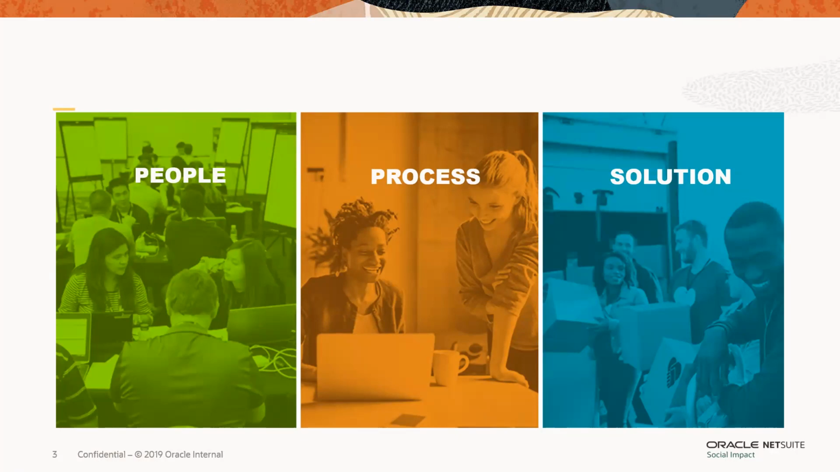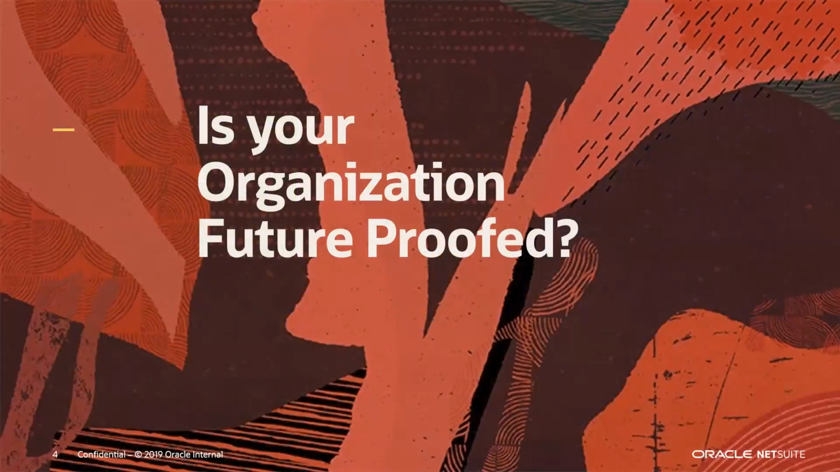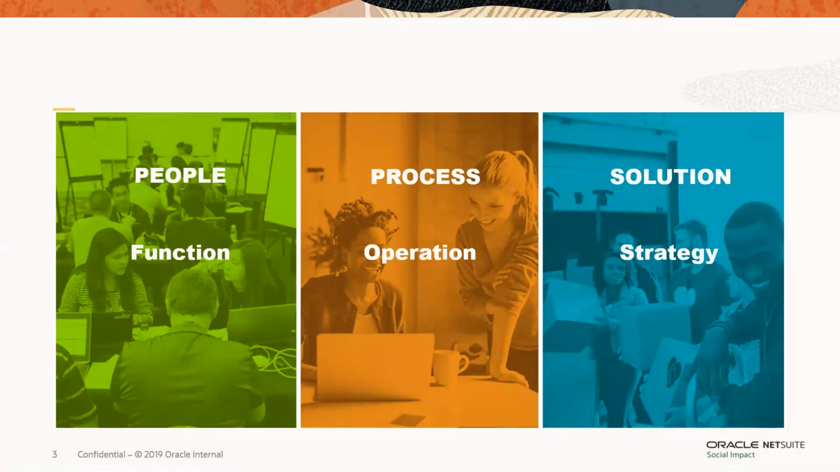When we talk about processes, this is related to your operations. What are the different programs that you have within your organization? How are they tied up, from your donor management to your financials, all together? And then, of course, solutions are related to your strategy. What are the different strategies that you have to be able to meet your goal?